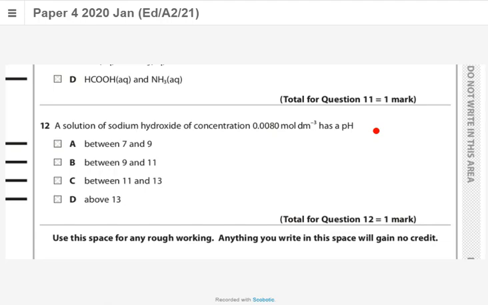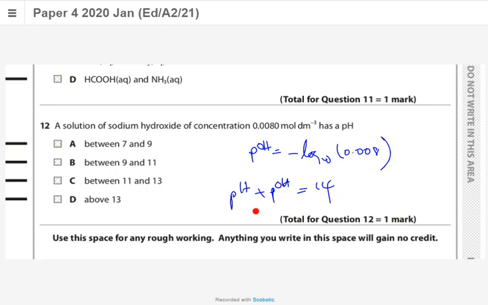A solution of sodium hydroxide of concentration 0.008 mole per decimeter cube has a pH. You have to calculate and see. pOH equals minus log to the base 10 of 0.008. And pH plus pOH equals 14. So minus log 0.008 is 2.